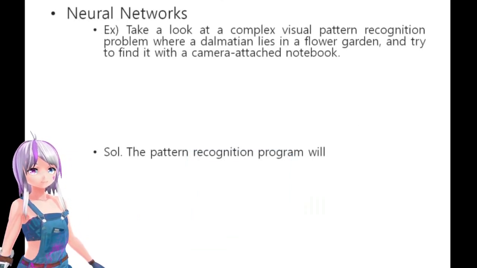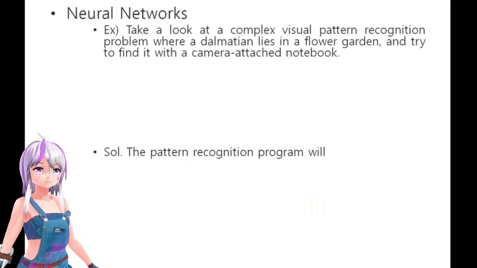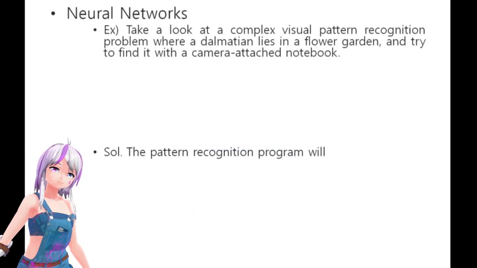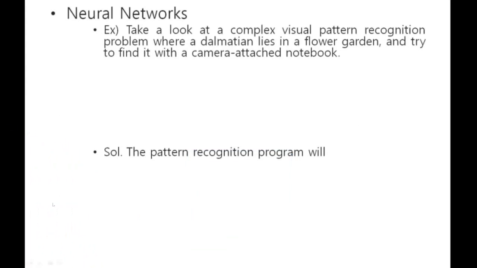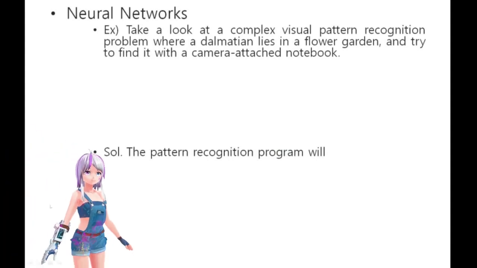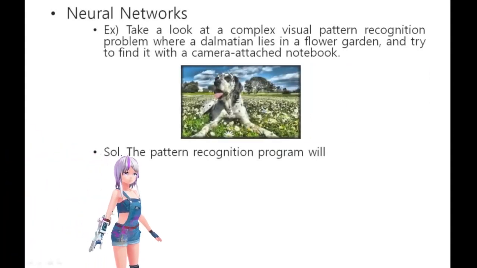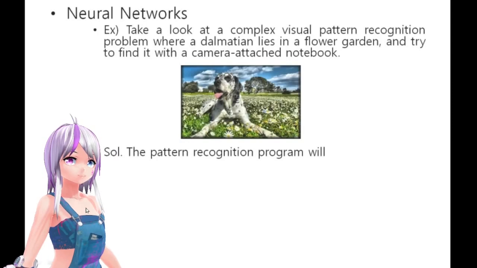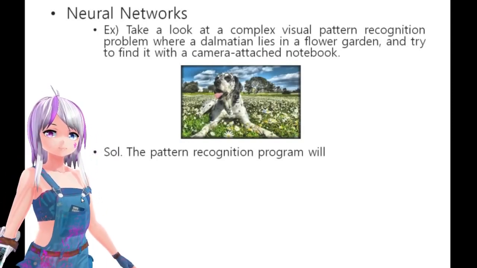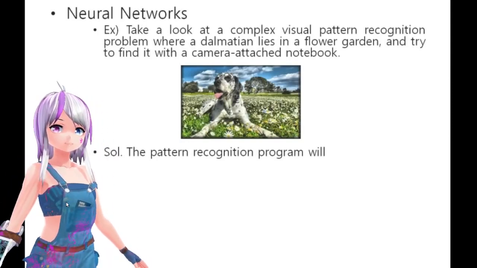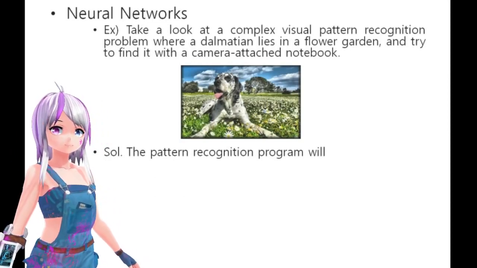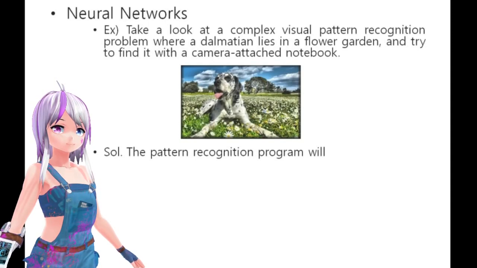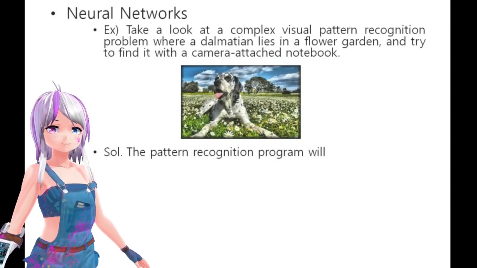Alright, let's take a look at an example. A complex visual pattern recognition problem where we have a dalmatian, a dog, lying in a flower garden, and we try to find it with a camera attached to a notebook. Here we have a dalmatian in the foreground, but in the background we have a bunch of blooming flowers and trees, and in the sky we have a cloud.